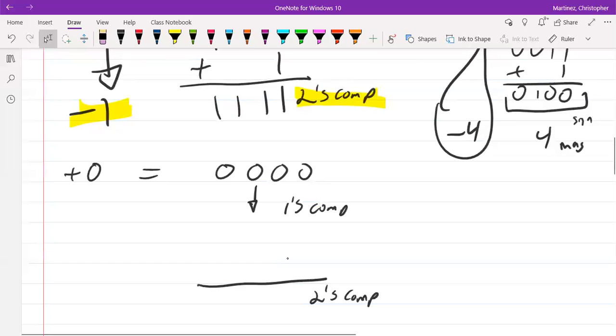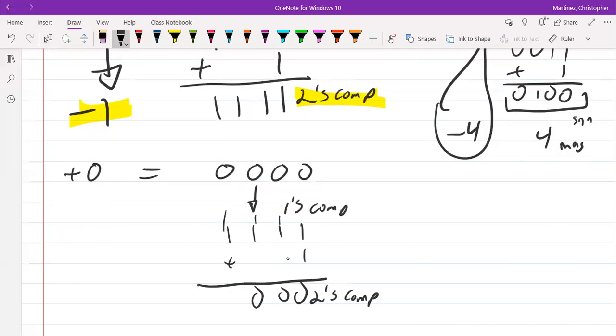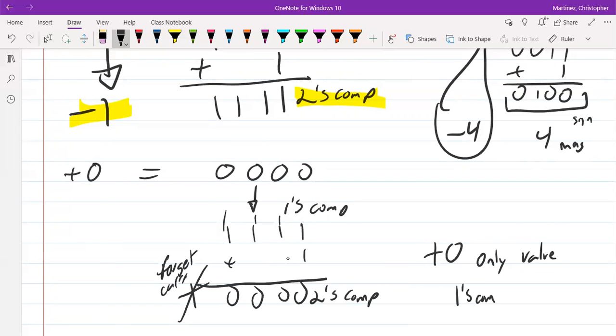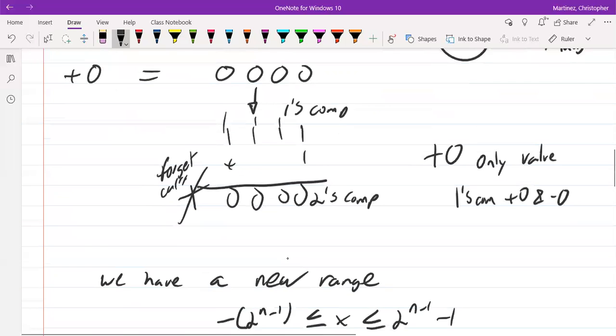Okay, let's look at 0, because this is something that's going to be interesting for us. We do 1's complement of 0. A 0 becomes a 1, a 1, a 1, and a 1. I'm going to add a 1 to it. That's a 2, a 2, a 2, a 2. This carry, we're going to forget about the carry. I end up with 0, 0, 0, 0, which means that a positive 0 is the only value. With 1's complement, we had a positive 0 and a negative 0. Here, we're just going to have one form of 0.